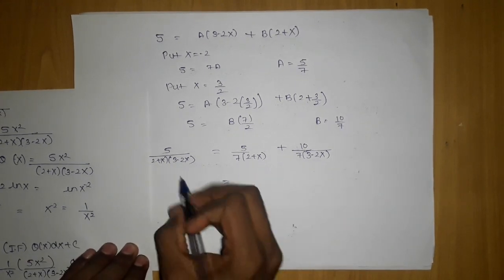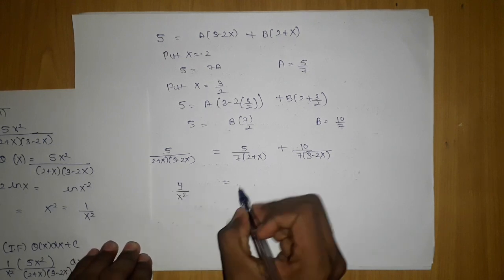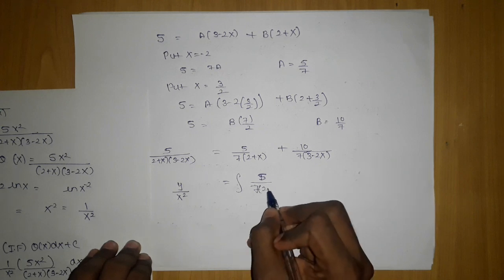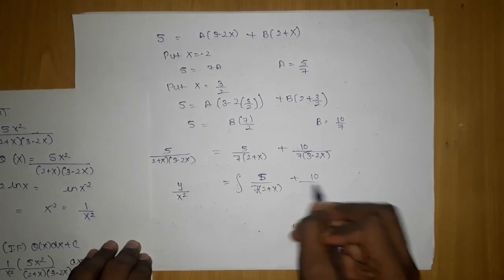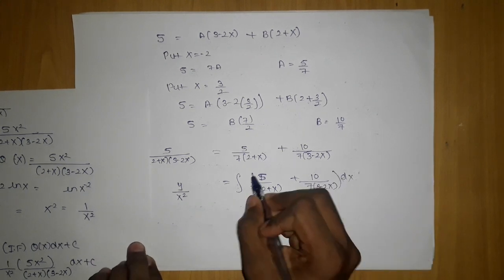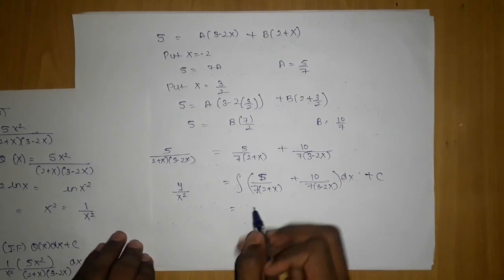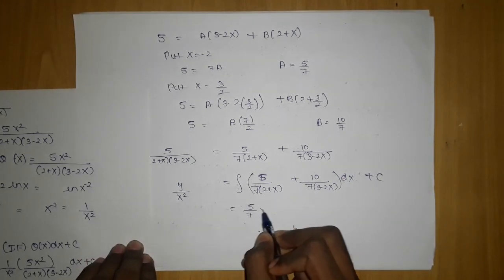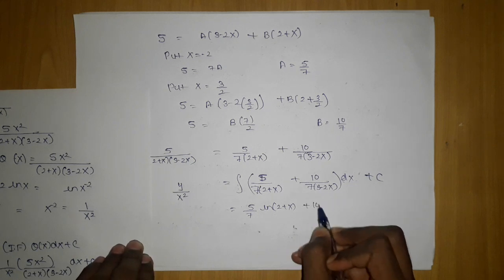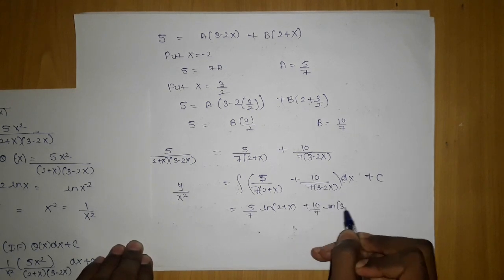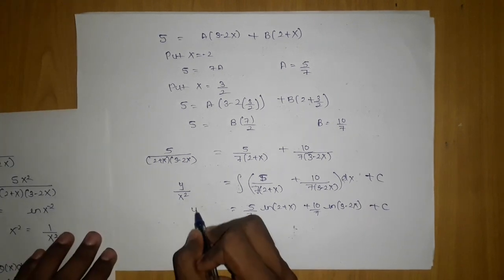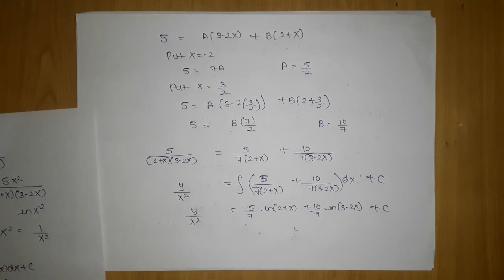So if we write it in our solution, which was y by x square into integral 5 by 7, I am substituting the things here. 2 plus x plus 10 by 7 into 3 minus 2x into dx plus c. If you do the integration, this will be nothing but 5 by 7 ln 2 plus x. Its integration will be nothing but 10 by 7 ln 3 minus 2x plus c. So this is our answer, and here y by x square. So hope you have understand each and every step.